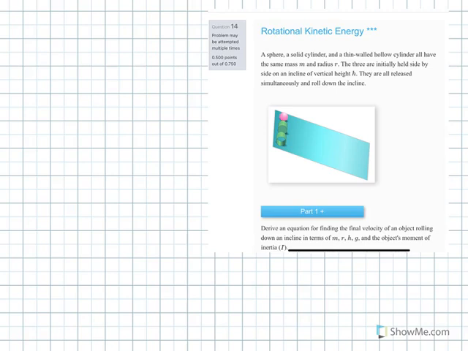This is problem 14, which is related to the previous problem. So in this problem, you've got these three different shapes: a sphere, a solid cylinder, and then a hollow cylinder. And they're all going to be released at the same time and roll down this incline. And so you want to know, what is a general equation for finding their final velocity at the bottom of the incline? And so you're given there in terms of m, r, h, g, so on and so forth.